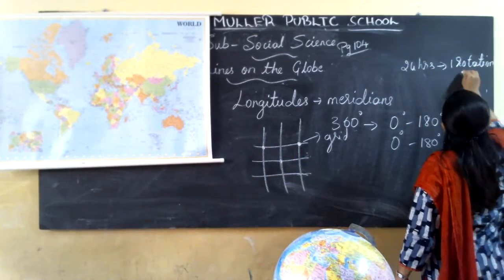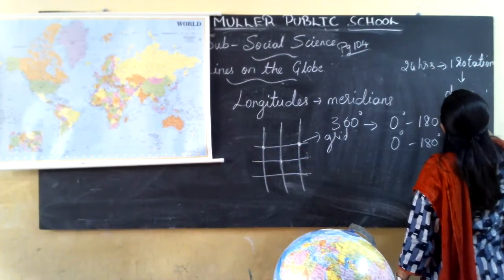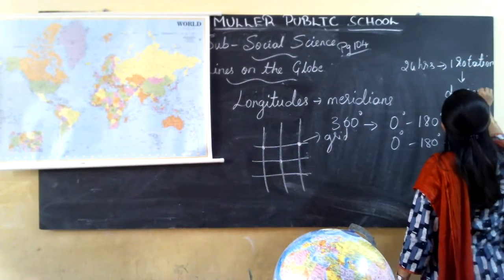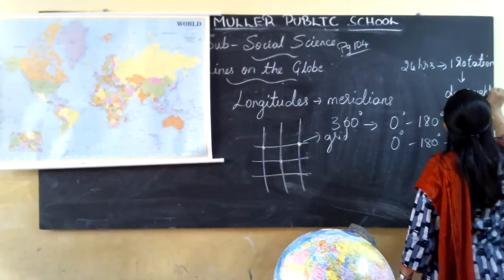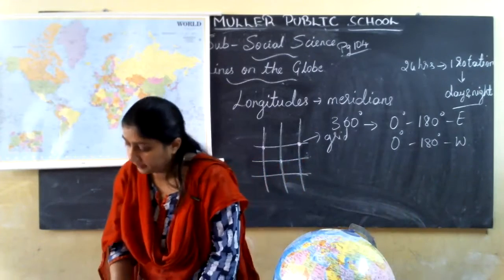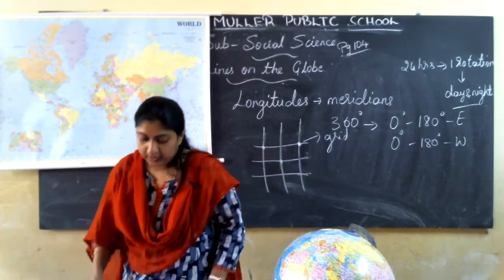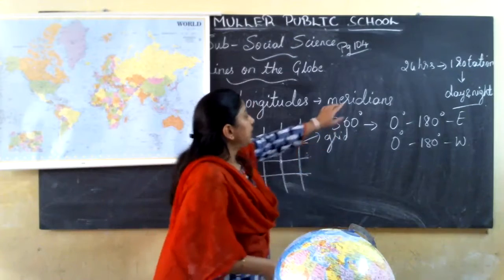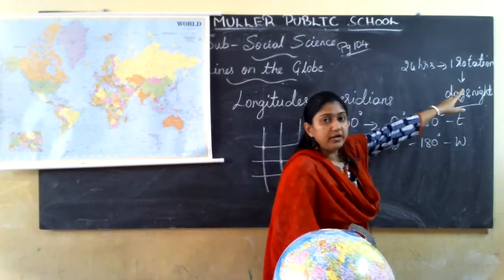isn't it? And rotation causes what? Day and night. Day and night. So 24 hours is equal to one rotation.